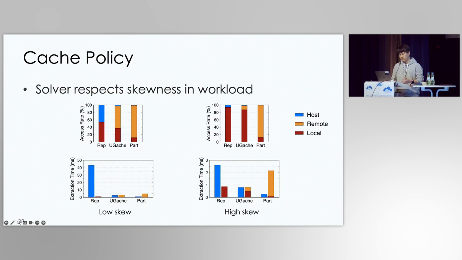We also analyzed the hit rate of the cache policy solved by UGACHE on different workloads. When the workload is less skewed, to ensure a low miss rate, UGACHE tends to build a cache policy similar to partition cache and results in similar performance. With highly skewed workloads, UGACHE introduces more redundancy to improve the local hit rate. This can improve the performance while minimizing the impact on the miss rate.